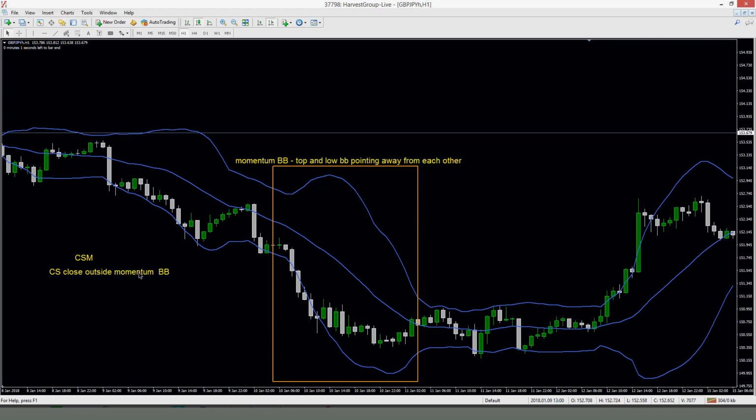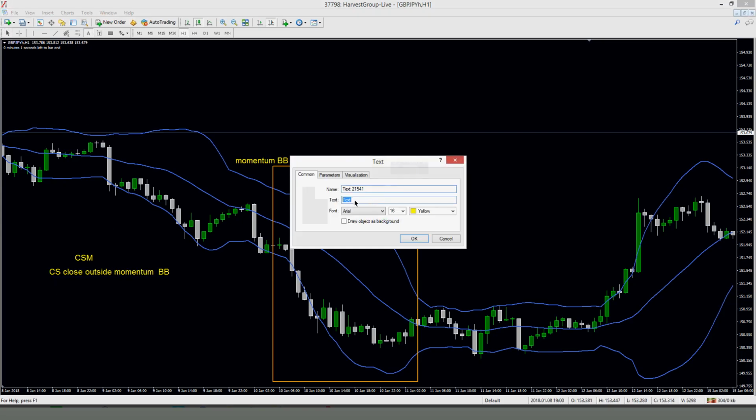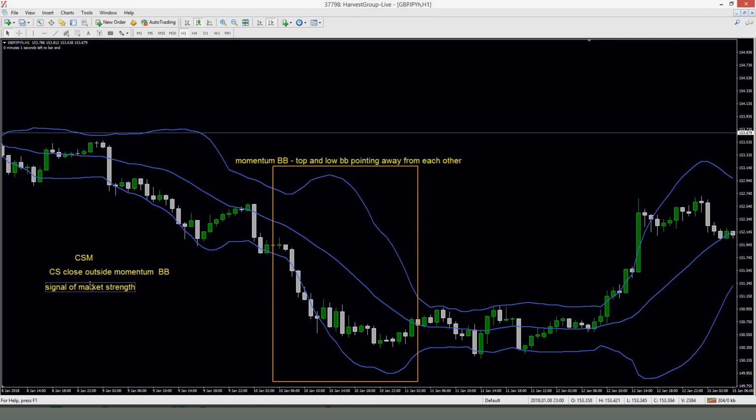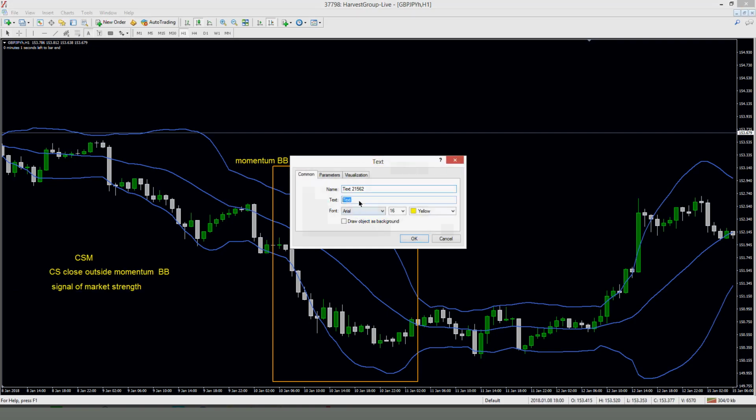What other things do we know about candlestick momentum? A candlestick momentum is a signal of market strength. And another very important thing we have to know as a BBMA trader is that every first CSM will create a re-entry.